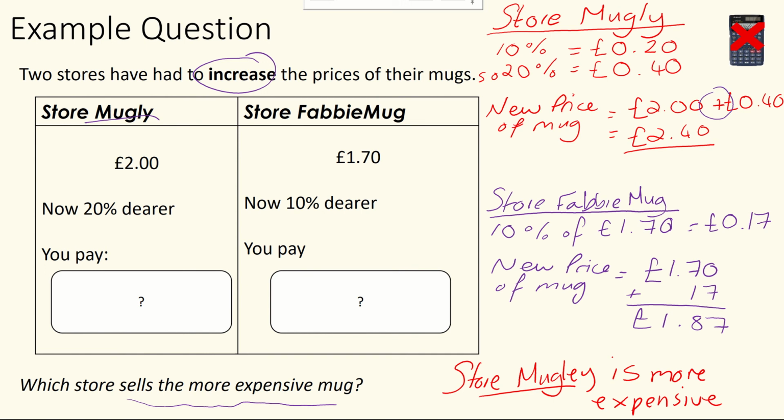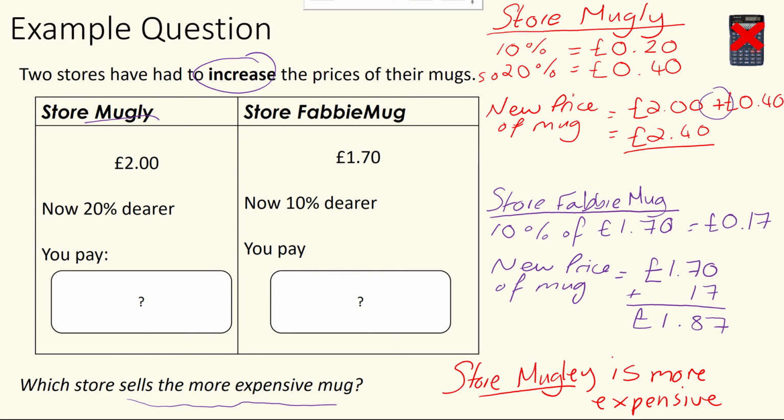Now we've got Store Fabimug. So this was only 10% dearer. So I found 10%, which was 17 pence. The new price of the mug, then I've added them together, £1.87. So Store Mugly is definitely the more expensive. There's a big jump between those two.